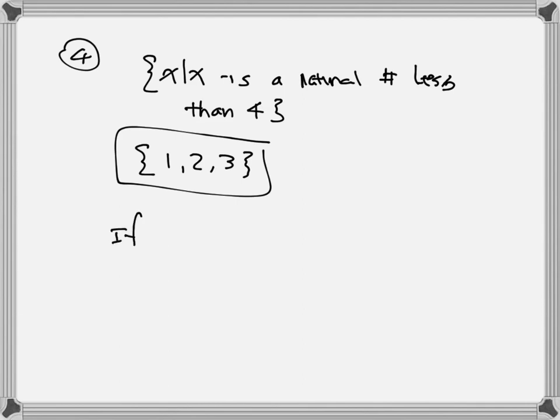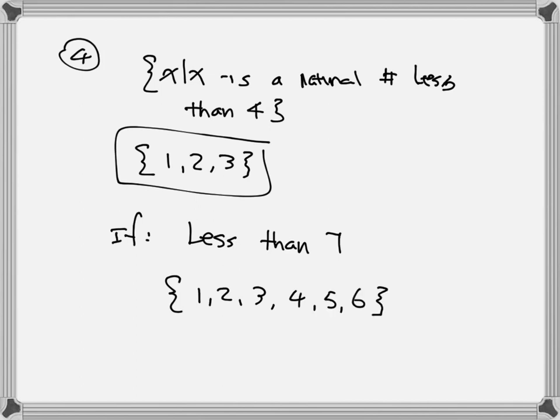If it's less than 7, then your answer will be 1, 2, 3, 4, 5, 6. Okay, do not include 0. Let's look at question number 5.